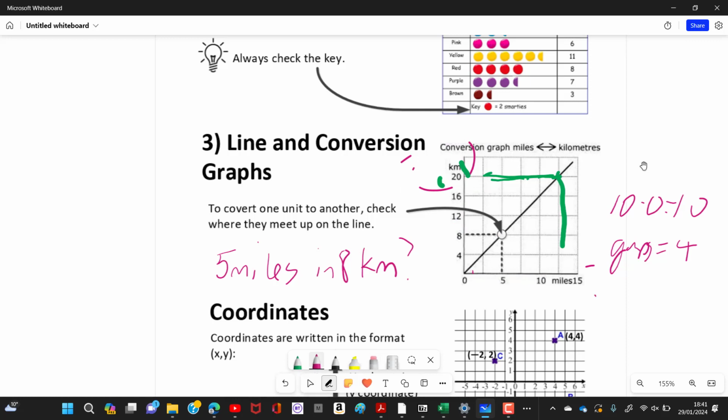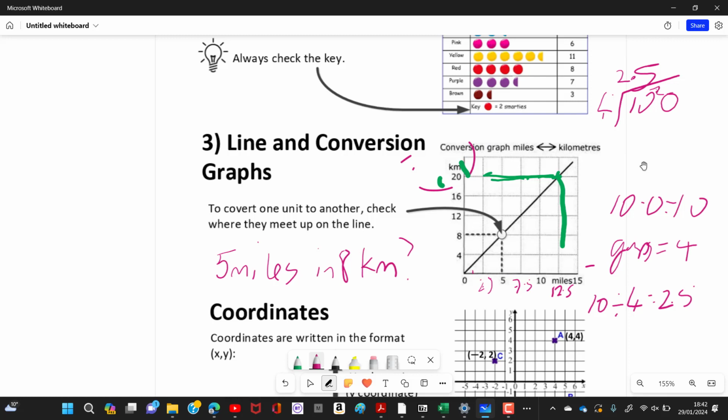So 10 divided by 4, let's do it properly here. How many 4s go into 10? 2, remainder 2. How many 4s go into 2? You can't, so you put a decimal point and add a 0, so it's 20. How many 4s go into 20? 5, so 2.5. So each one goes up by 2.5. This will be 2.5, this will be 5, this will be 7.5, 10, and this will be 12.5. So it'll be 12.5 miles.